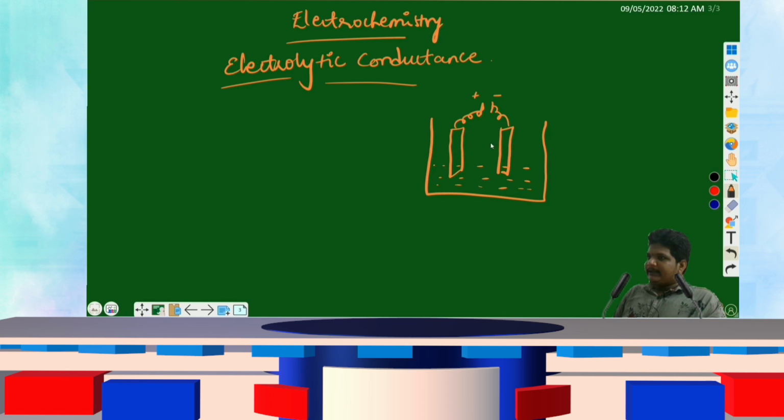Okay, so if I pass the electricity to this solution through these electrodes, the positive ions present in this solution will move towards the negative electrode. So this electrode acts as a cathode. And the negative ions present in this electrolyte solution will move towards the positive electrode. So this electrode will act as an anode.